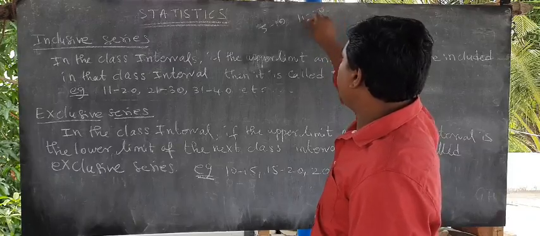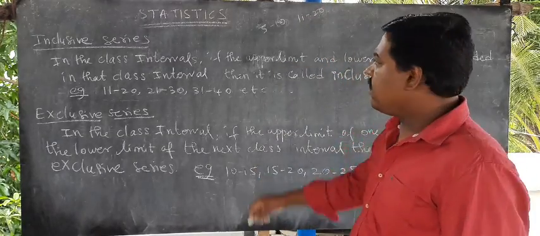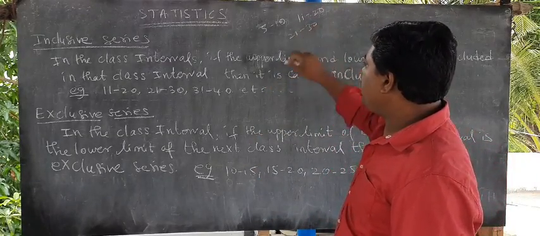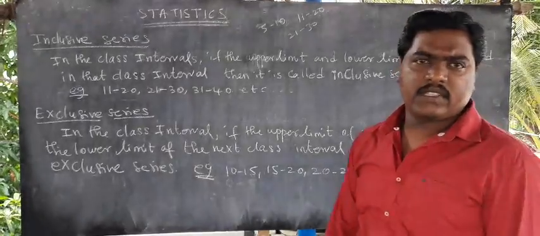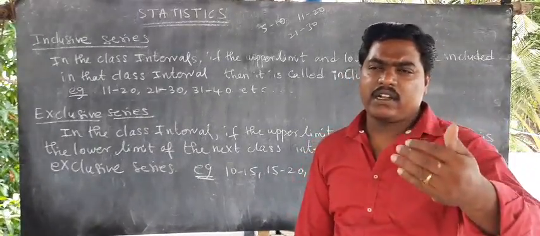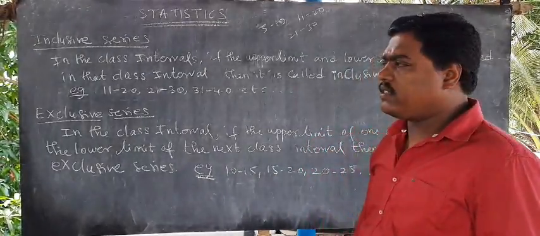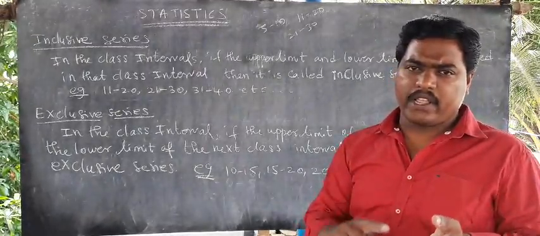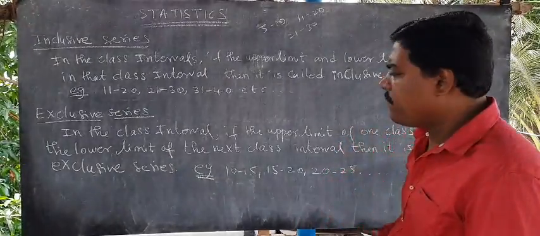11 to 20 marks, how many boys are getting? 21 to 30 marks, how many boys are getting? In between 5 to 10 marks, one boy is getting 6 marks, one is getting 8 marks, one is getting 9 marks, 10 marks, like that.